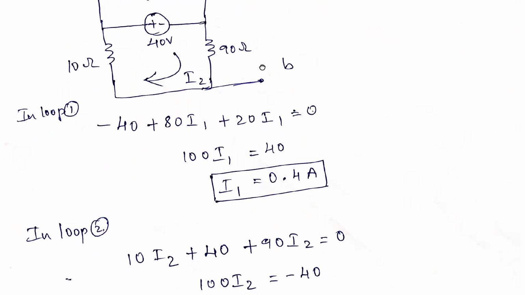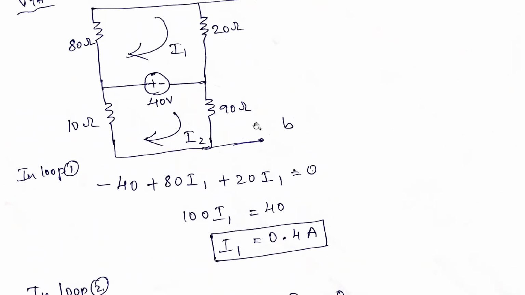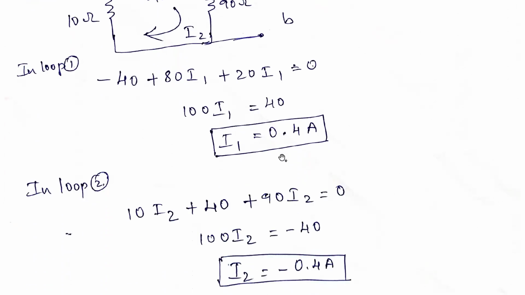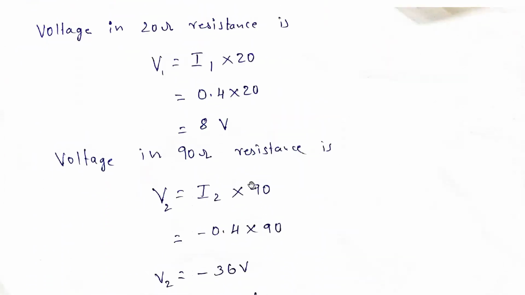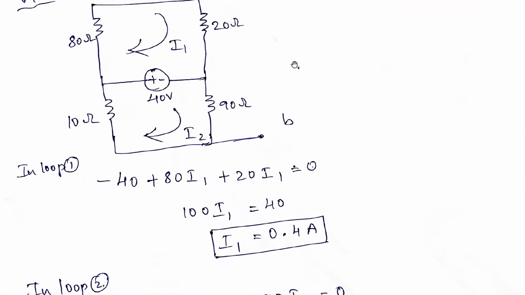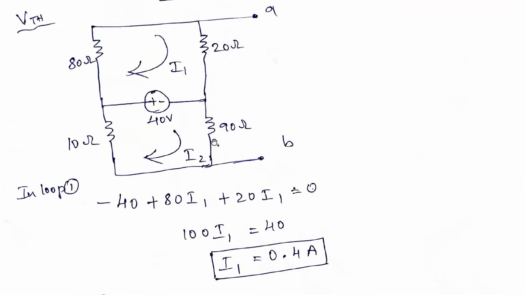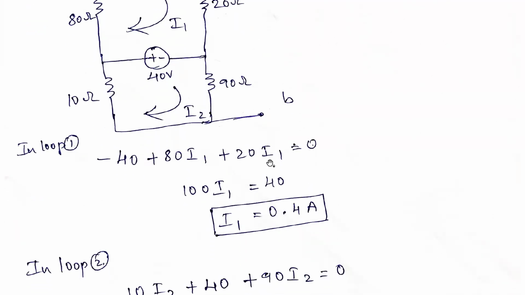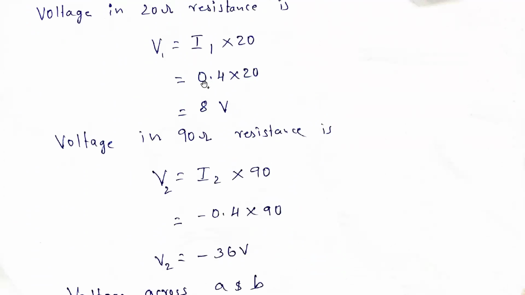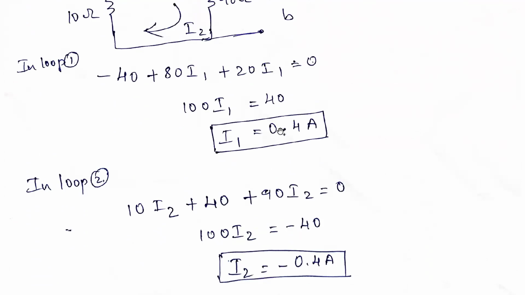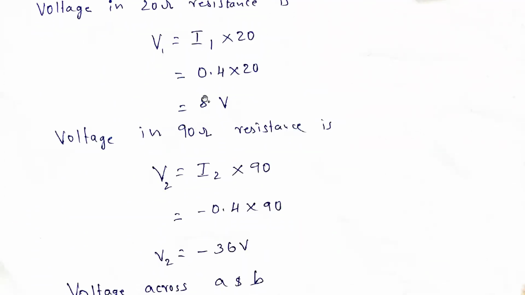So we need this particular VTH. We got I1 and I2 here. So we are finding out the voltage in the 20 ohm resistor and the voltage in the 90 ohm resistor. Together, that sum is nothing but this VTH or VOC. Here the voltage in the 20 ohm resistance is V1 is equal to I1 into 20. So I1 we got as 0.4 into 20. Further simplifying, we got V1 as 8 volts.